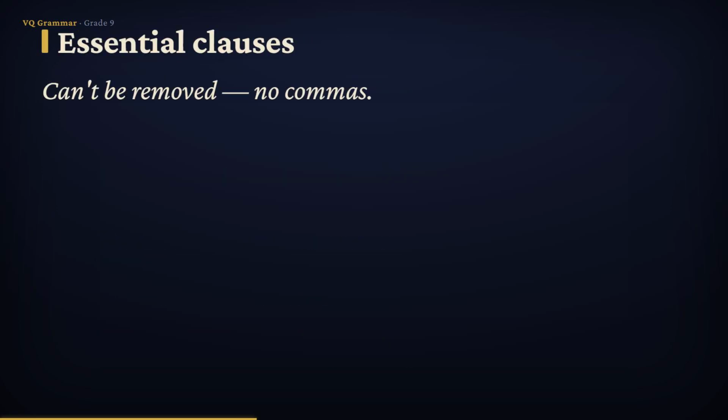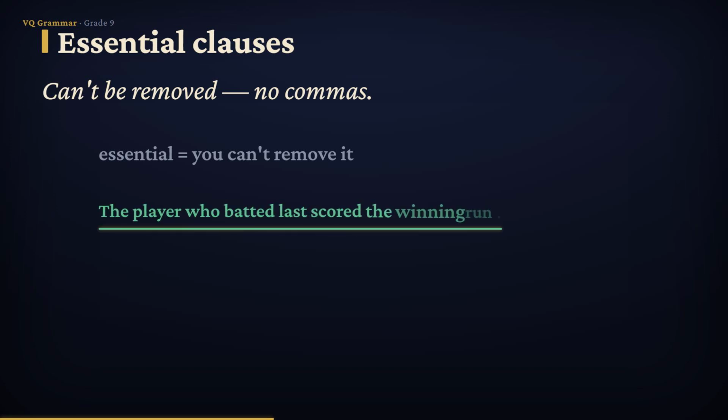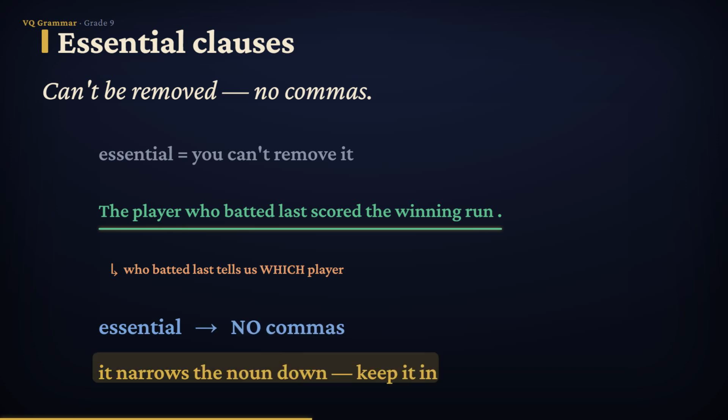Now for one of the most useful distinctions in all of grammar. Some adjective clauses are essential. You cannot remove them without changing the meaning. Look, the player who batted last scored the winning run. The clause who batted last is doing critical work. It tells us exactly which player we're talking about. Take it away and you're left with, the player scored the winning run. But which player? The meaning slips. Because the clause is essential, we use no commas at all. It narrows the noun down, so we keep it locked in tight.